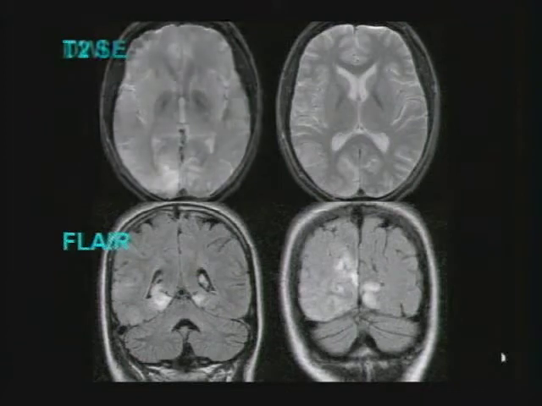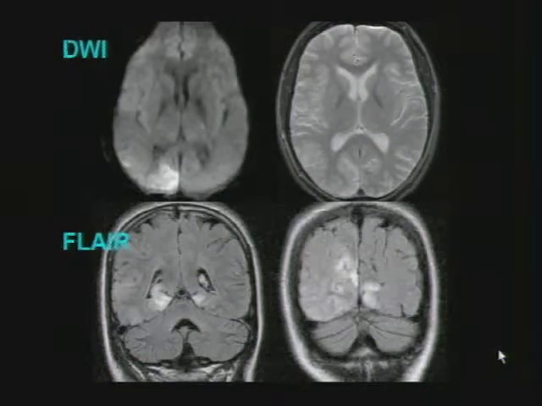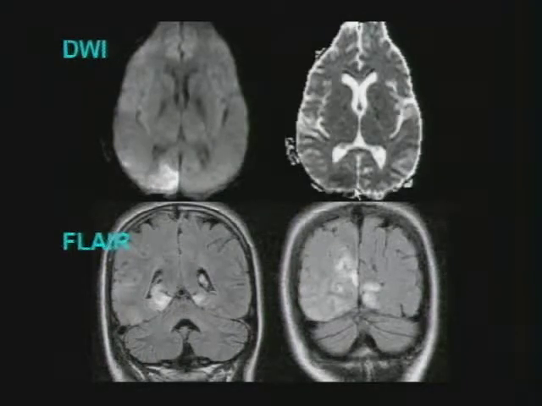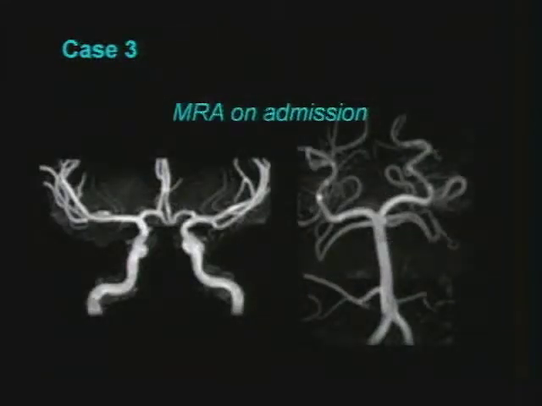So we're going to do a diffusion then and see if any of this is acute, and sure enough, on our diffusion-weighted images, we have increased signal intensity. It's low on the ADC, so she has an infarct in the right occipital lobe, and she's 18. We go ahead and do an MR while she's on the scanner.